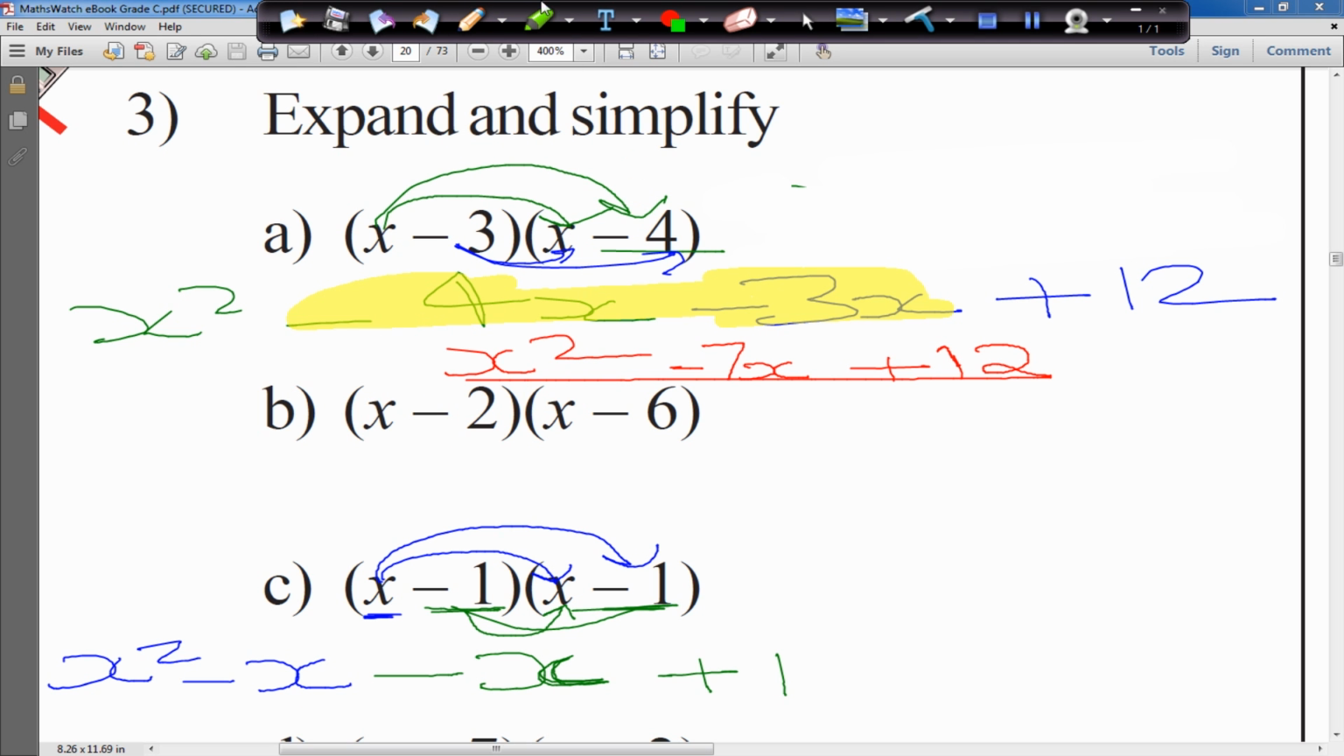Now, what will simplify? All that will simplify will be the two middle terms, which are both the x terms. So let's see how this simplifies. x squared stays as it is. That doesn't change. There's no other x squared terms to simplify with. The minus x and the minus x, let's have a look.